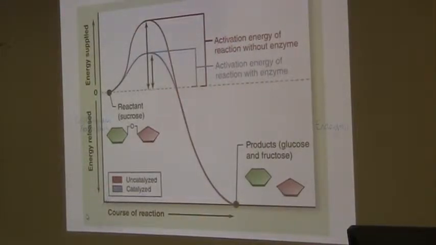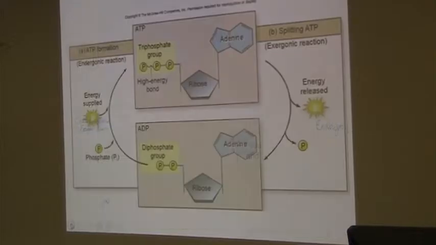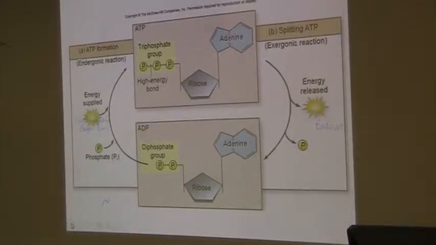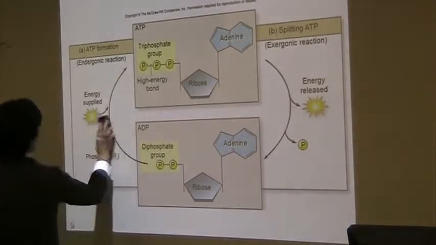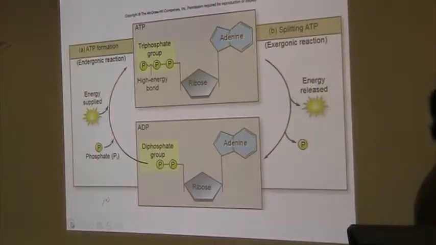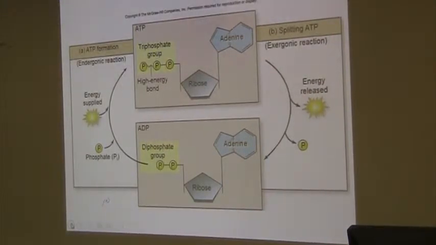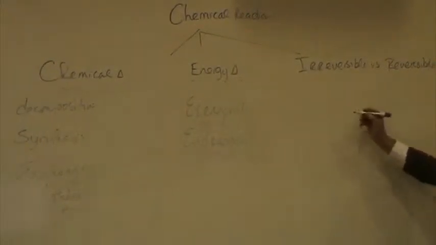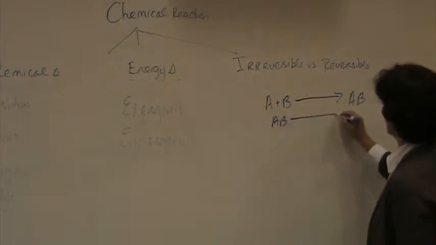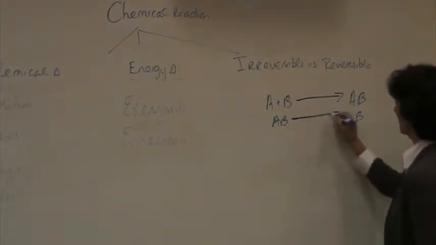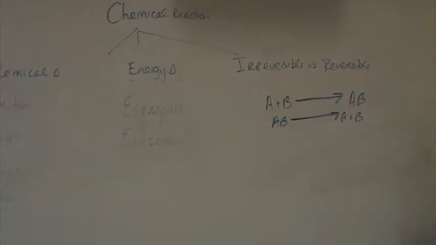All right. Not ready for that next slide. Let's go to the next page. There is the last way we categorize chemical reactions. So we've done chemical change, we've done energy, and the third is whether it's irreversible or reversible. And I think this is the easiest of all three, because all you have to do is look at the reaction. So if you have A plus B, and you have the arrow going one way, it could be AB being split, it doesn't matter. But you're looking at the arrow. And if the arrow goes in one direction, it's irreversible.